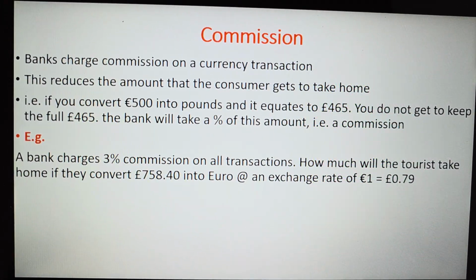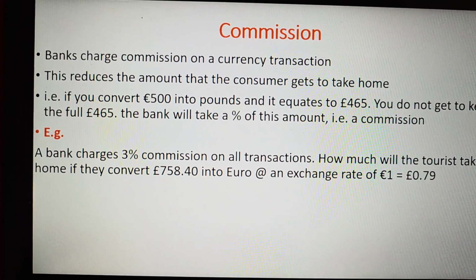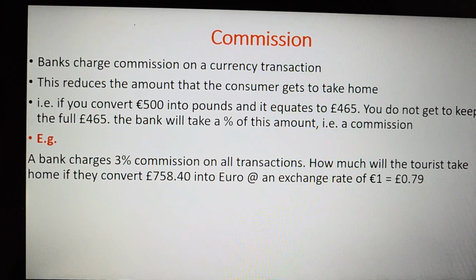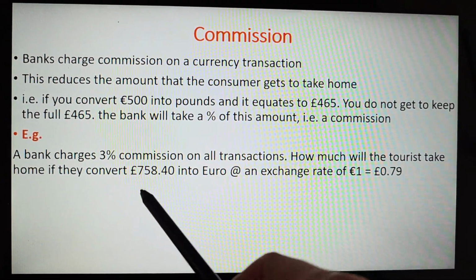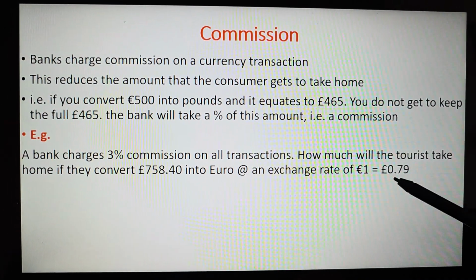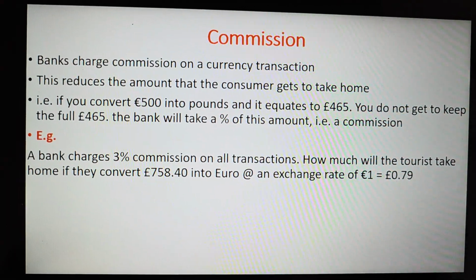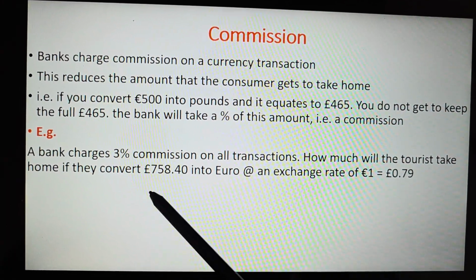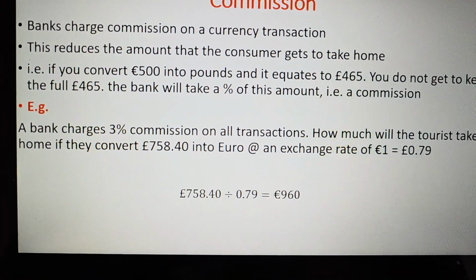So the example here: a bank charges 3% commission on all transactions. How much would a tourist take home if they convert £758.40 sterling into euro, and the exchange rate is €1 is equivalent to 79 pence sterling? Okay, so the first thing I'm going to do is convert pound sterling into euro. So that's foreign currency into euro, which means I will be dividing by the exchange rate.